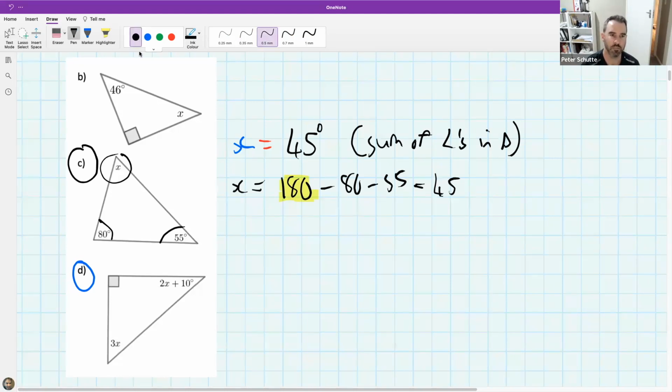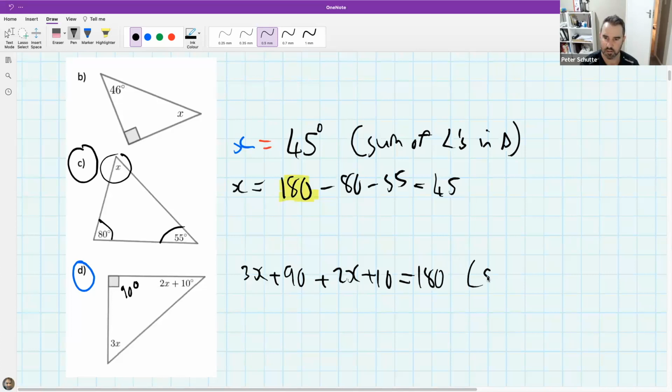I'm going to use a very similar idea, except this is 90. That's the symbol for 90. So we go 3x plus 90 plus 2x plus 10 must equal 180. And what we do in mathematics is whenever we make a deduction or we make a claim, we generally have to say why we think that's true.